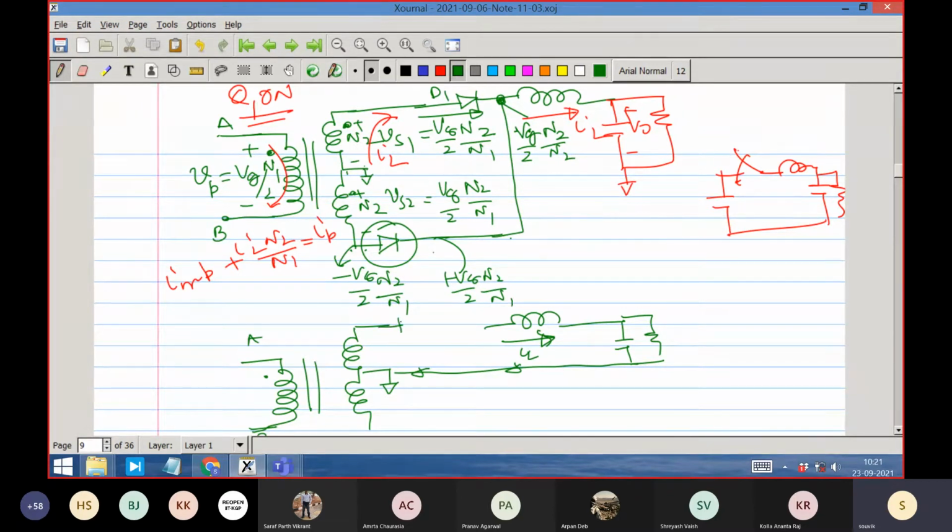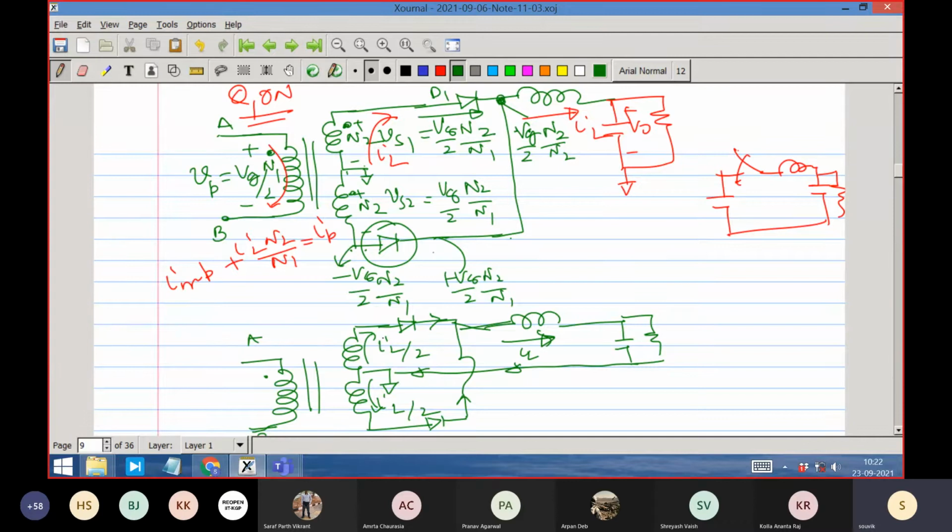It will take both paths. One part of the current, maybe IL by 2 in an ideal sense, and IL by 2 in another, will go and distribute in these 2 divisions and come here and then short here, and then join together. This is IL by 2, this is IL by 2. They join together and again become IL. So the inductor will force it.